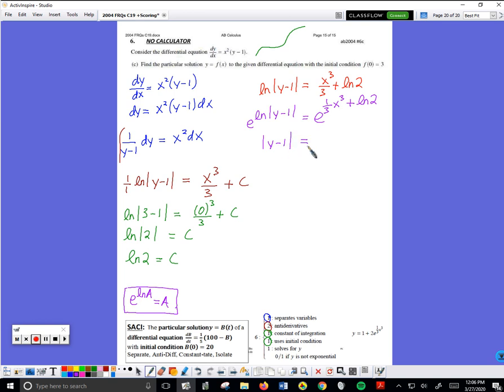Okay, we can't use a rule here yet. We need another formula that's on the bottom of the golden notes. That formula says e to the a plus b is simply e to the a multiplied by e to the b. So this becomes e to the 1/3 x cubed multiplied by e to the ln of 2. But e to the ln of 2 is just 2. So now we have absolute value, y subtract 1 is equal to 2 e to the 1/3 x cubed.